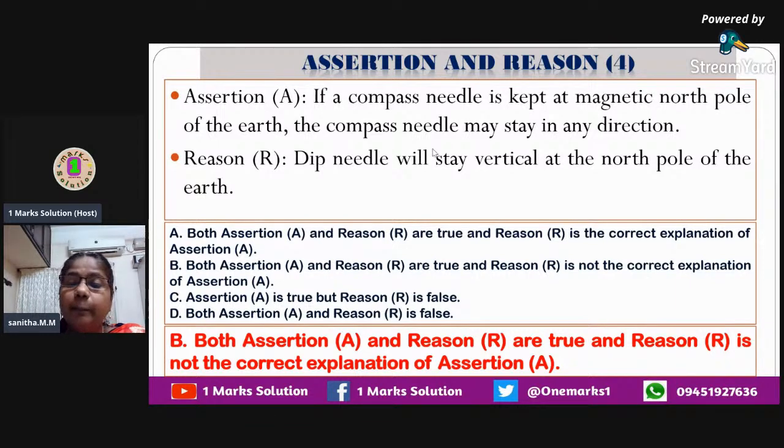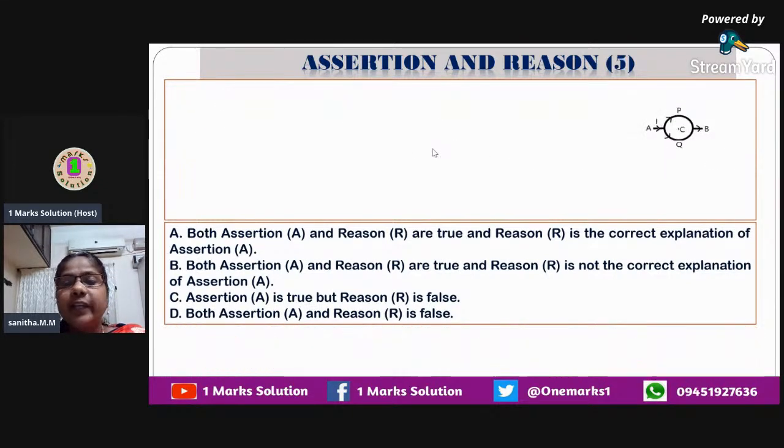So the option is B. Magnetic declination, magnetic inclination, and horizontal components are the magnetic elements of the earth that you have to study. It is very clearly mentioned in the textbook. Please go through it. Now we can go for the next one.